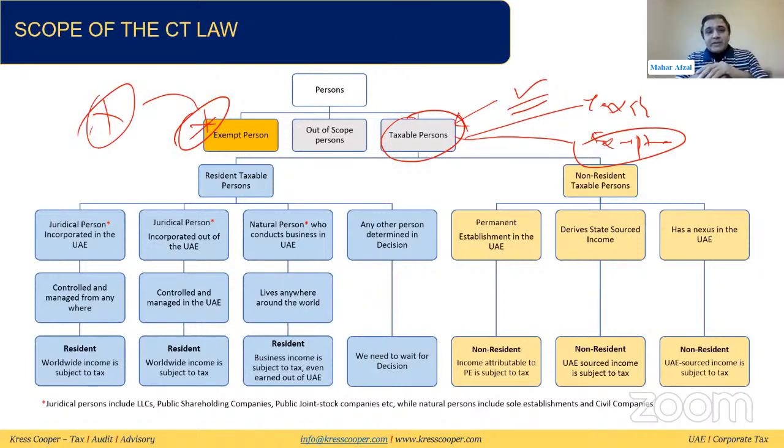Whatever we are discussing right now is the exempt income of the taxable person. These taxable persons may be resident taxable persons or non-resident taxable persons, but we need to look into this exempt income from the taxable person's point of view. So we need to be very clear that exempt person is a different thing and exempt income is a different thing.